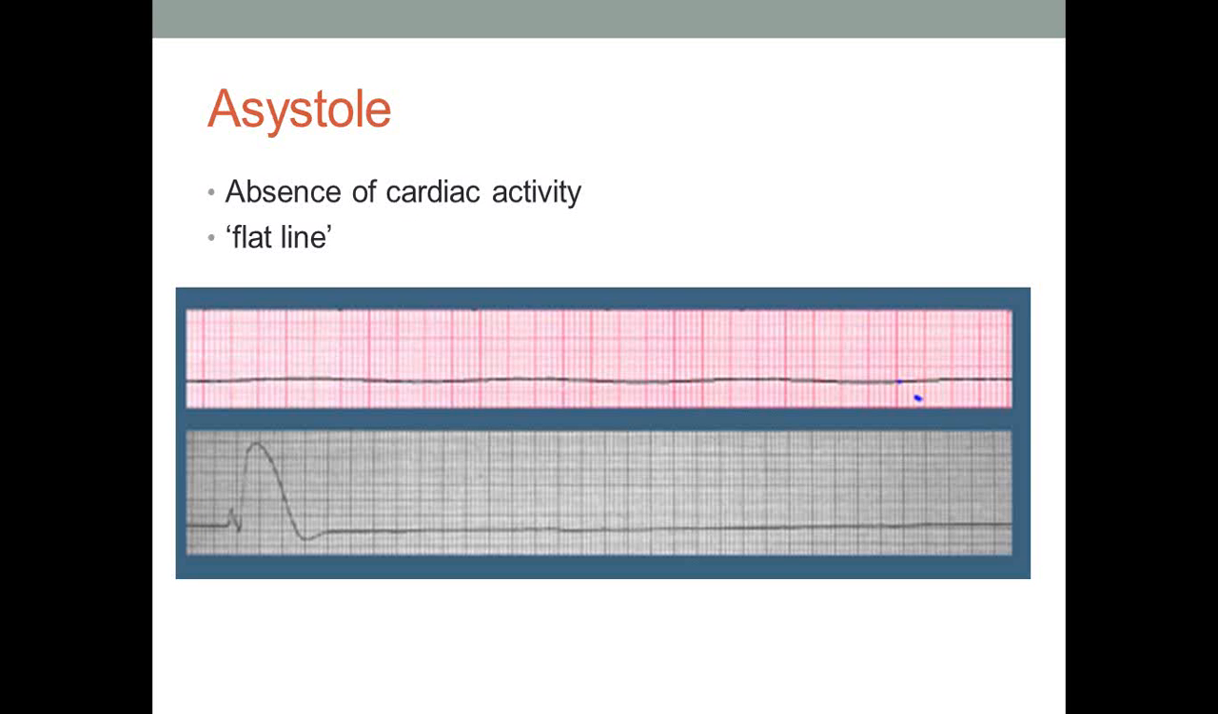And finally, our last ECG rhythm is asystole, and this is the absence of cardiac activity. So you'll hear in the movies people talk about a flat line. So asystole is a flat line. It's a straight line on the ECG. There's nothing to measure, nothing to count. There is no electrical activity going on in the heart.